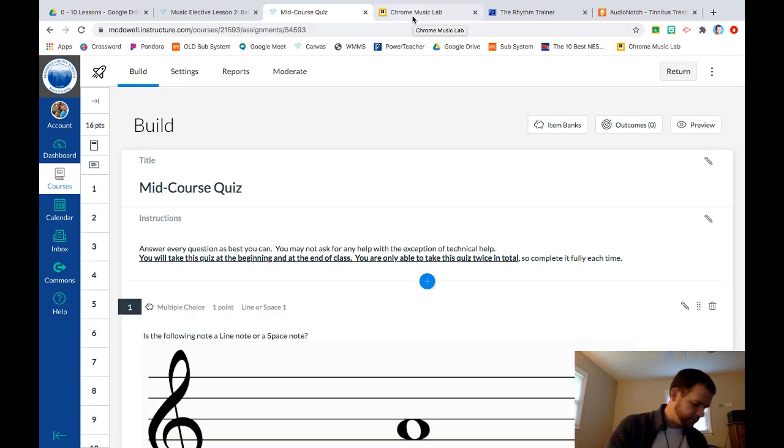My cat's about to knock over my clarinet. It's one of the nerdiest things I've ever said. Good luck!